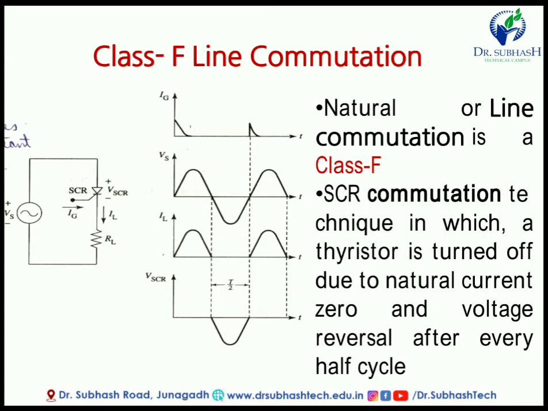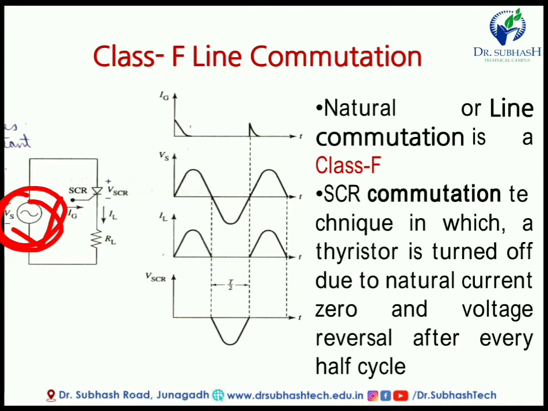Now the next one is class F, or line commutation. Friends, this one is most important and very different from class A to class E. This one is class F. Here one circuit is given, and the supply here is an AC supply. So this is the symbol of the AC supply.